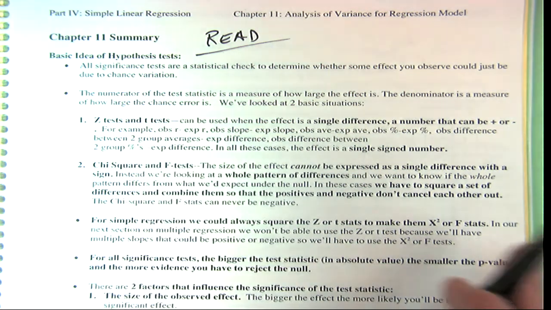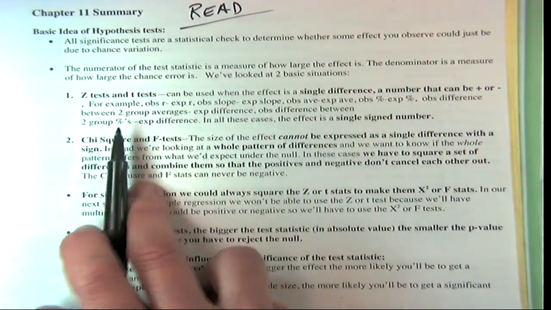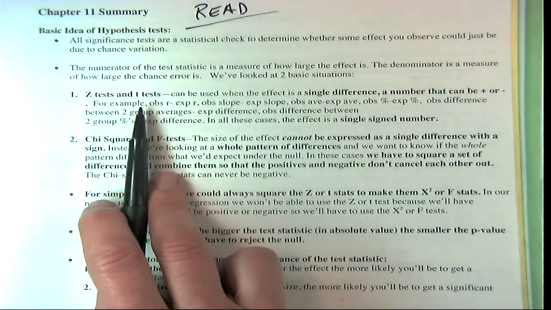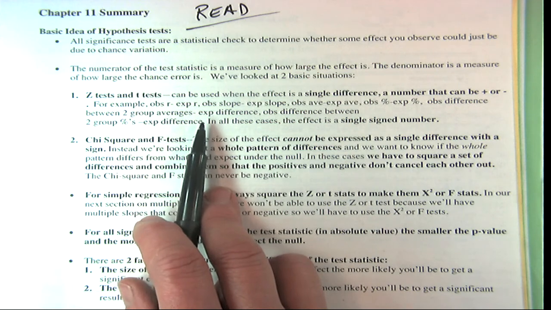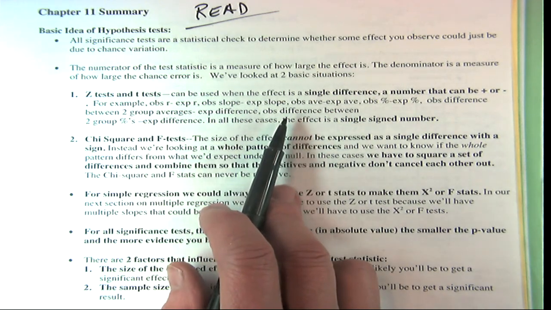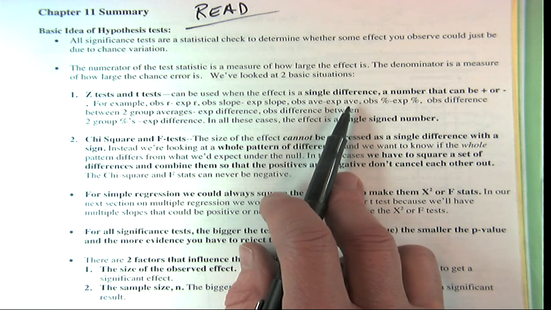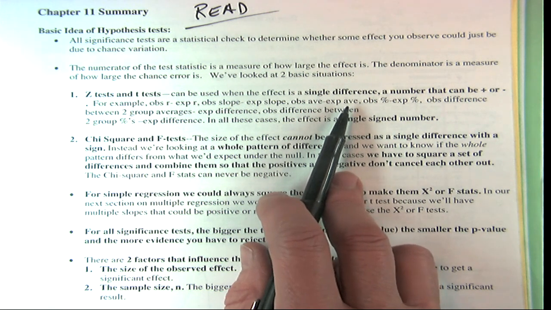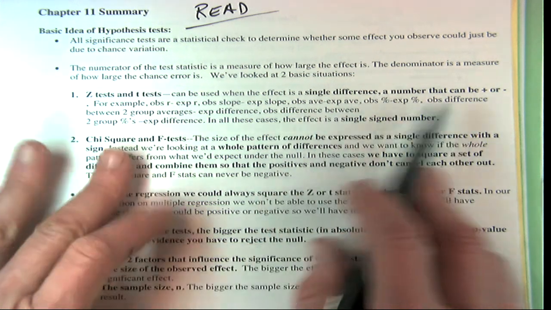And so far we've looked at 2 basic situations. We've used z and t-tests for the situation where you can boil things down to a single difference. The effect can be your observed slope minus your expected slope, or your observed average minus your expected average.